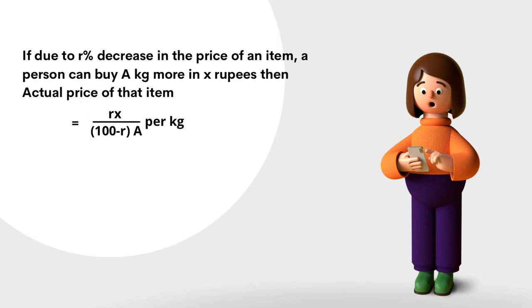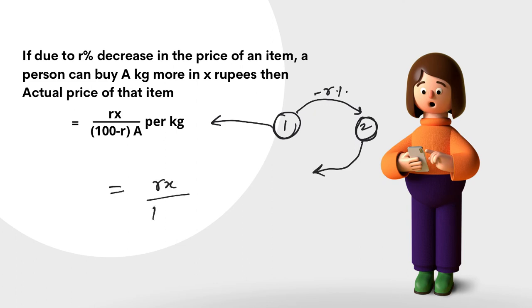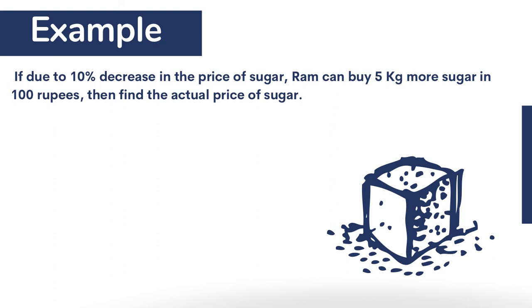This formula is only for the actual price. What if I ask you the decreased price? Suppose first the price is this one, then it decreases by R percentage, so it becomes this price. This formula is for this one. For this one, what is the formula? You can use this formula, Rx divided by 100 A per kg. So if the question is asking for the decreased price, you can use this formula. Let's see this question. If due to a 10% decrease in the price of sugar, Ram can buy 5 kg more sugar in 100 rupees, then find the actual price of the sugar.